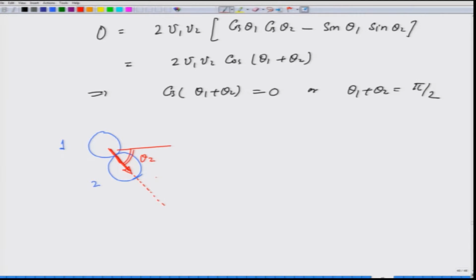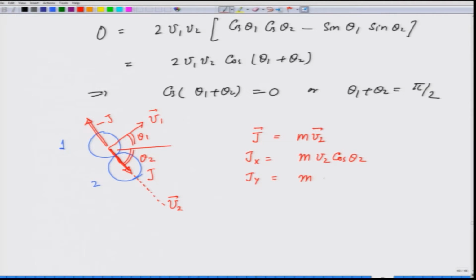which is at an angle theta 2 from the initial direction of ball 1, and ball 1 moves like this with velocity V1 at an angle theta 1, and ball 2 is moving with angle theta 2, V2. So, if the impulse is J, the impulse on ball 1 is going to be minus J. J vector is going to be m V2, and therefore, Jx is going to be m V2 cosine of theta 2, and Jy is going to be m V2 sine of theta 2.